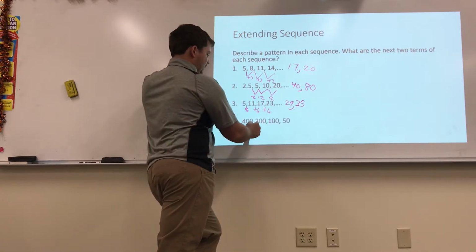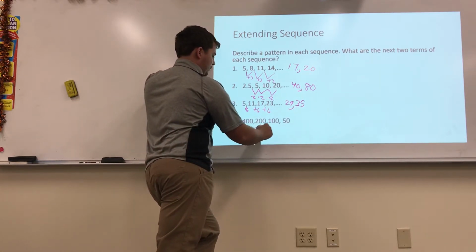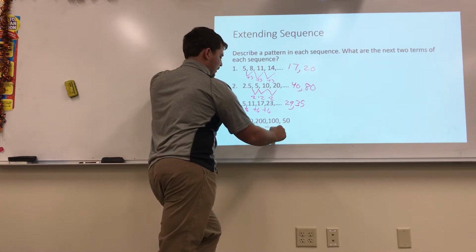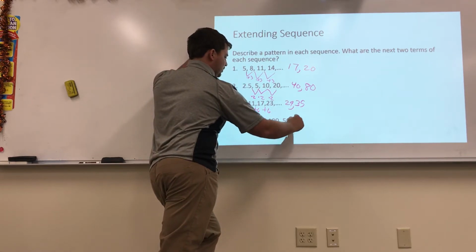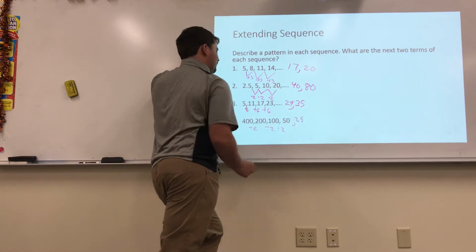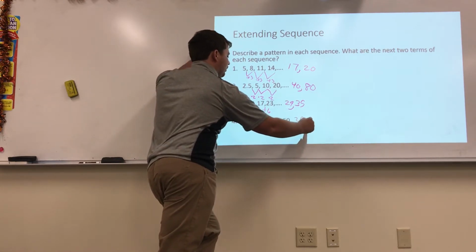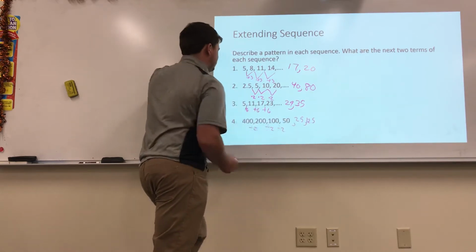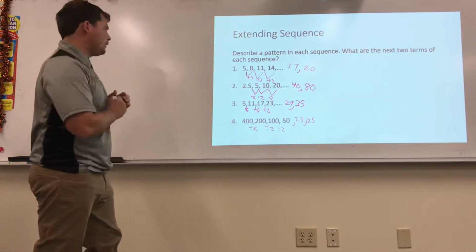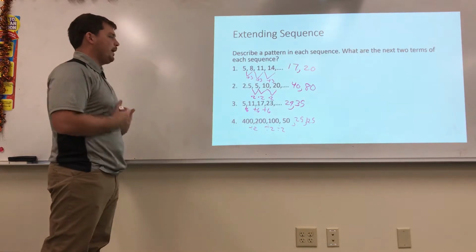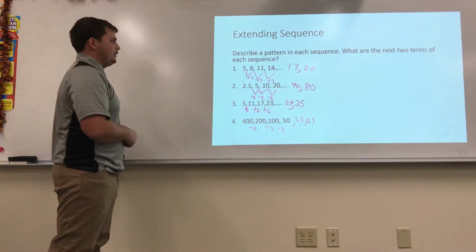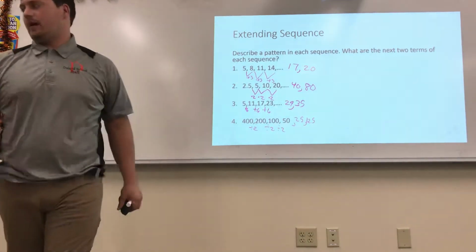This one, it looks like we divided by 2. And the next one should be 25 because 50 divided by 2 is 25. 25 divided by 2 is 12.5. So we just have to find out what the pattern is doing and then keep doing it on this slide. Okay?